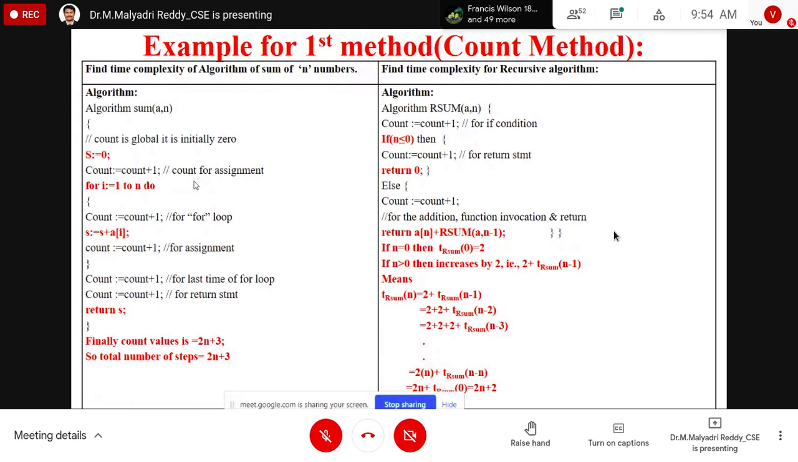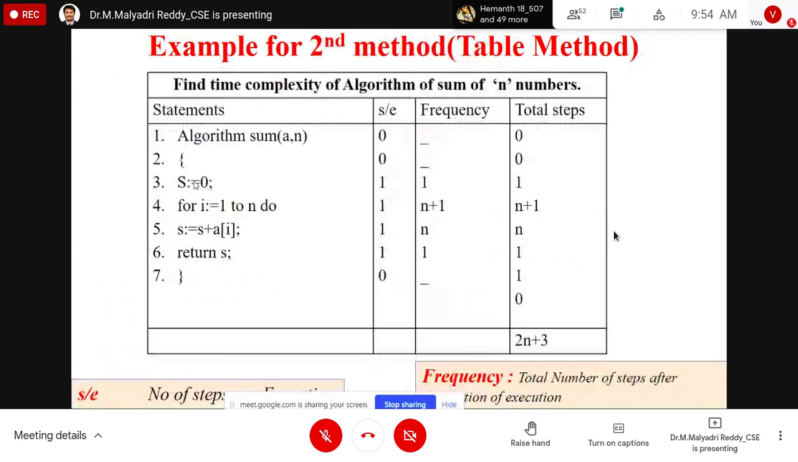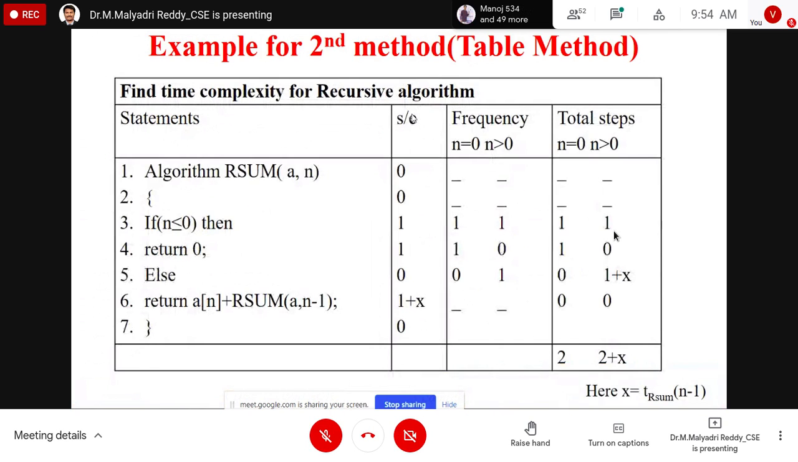Most of this work is used in the general algorithms. Second one is the tabular method. In this we use S per E, steps required to execute that statement, and frequency. Each individual execution statement is represented in one column. That is the table method or tabular method.